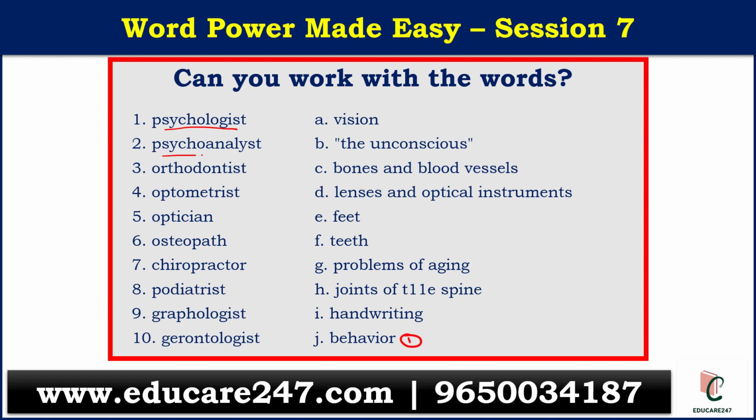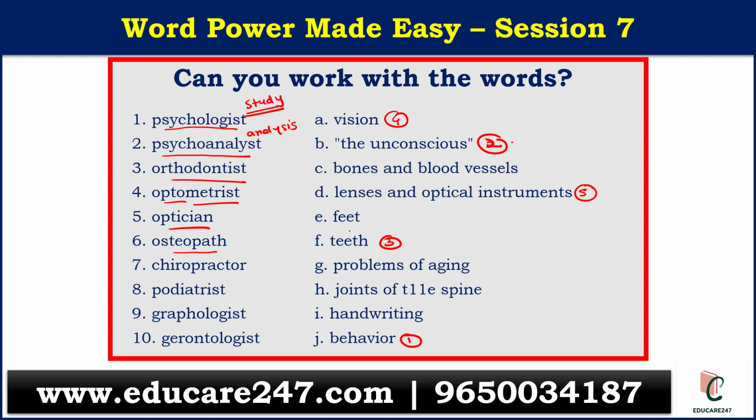Next we have a psychoanalyst. So psychoanalyst is actually treatment of the unconscious mind. A psychologist is used to study mind and behavior, if you remember, and he used to analyze people. So here we'll be having the two. Orthodontist relating to teeth. Straight away we have it. Optometrist. So optometrist was actually measuring the vision, if you remember. And optician was relating to lens and optical instruments, specs and all. So 5 is here.